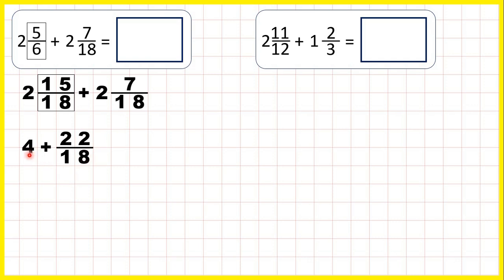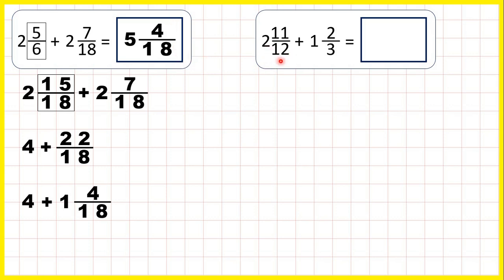So rather than 4 plus 22/18, we can write 4 plus 1 and 4/18, because as a mixed number, 22/18, or 22 divided by 18, is 1 remainder 4, and our denominator stays the same. So our answer is 5, because 4 plus 1 is 5, and 4/18.